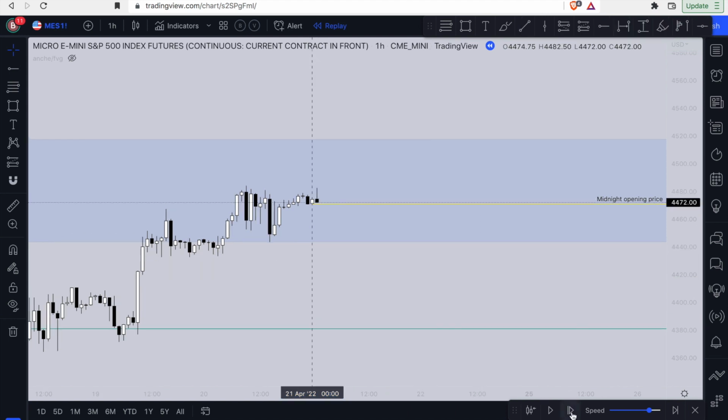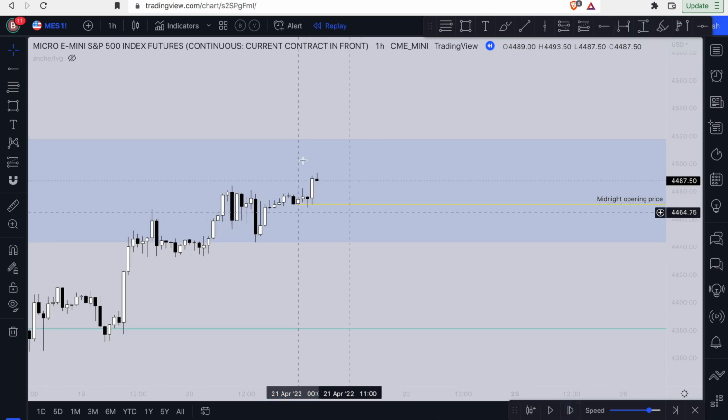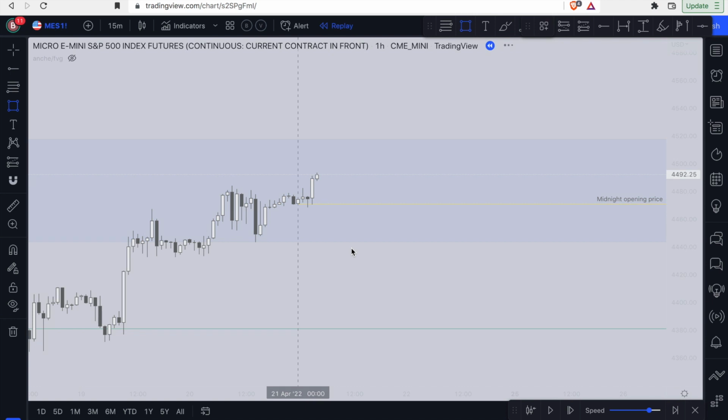Now we can sort of skip ahead to 8:30, which is the ICT New York kill zone. 15-minute.